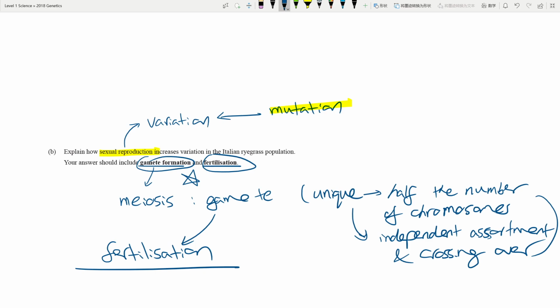Okay, so the gametes are random. The gametes are all unique because of random assortment and because of crossing over, and then which of the gametes is used for fertilization is completely random, and therefore you result in a unique individual. That's why you increase variation.